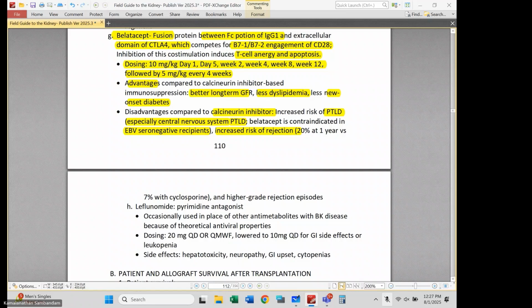There's an increased risk of rejection. So clearly, belatacept is a less potent immunosuppressant than cyclosporin is. There's an increased risk of acute rejection. At 1 year, it was 20%, as opposed to less than 10% for cyclosporin. And there were also higher grade rejection episodes. That being said, these rejections did not clearly result in more allograft loss. Okay, so those rejections, when recognized early, are typically reversible.